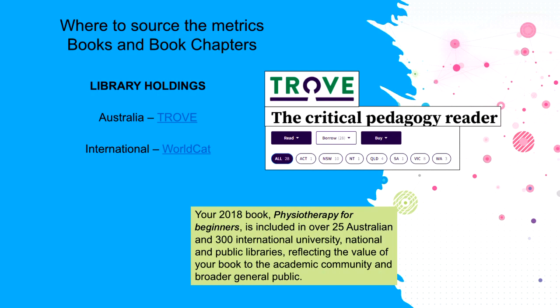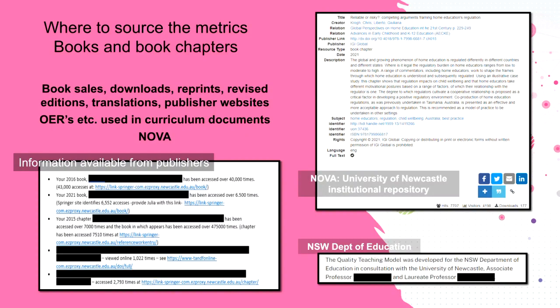Metrics for your books and chapters can be found in a variety of locations. The National Library of Australia Trove site and WorldCat can be used to find information about library holdings, reflecting the value of your book to the academic community and broader general public. You can find information about downloads, views, etc. for your publication in a range of sources. As an author, you will be able to access sales data information through publisher websites.